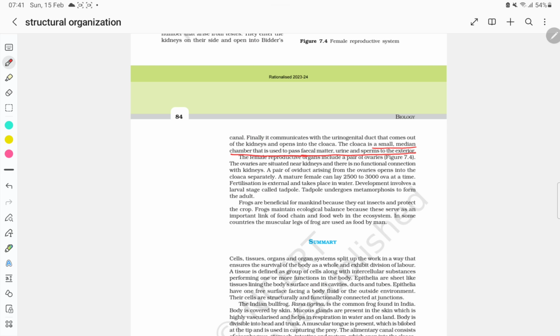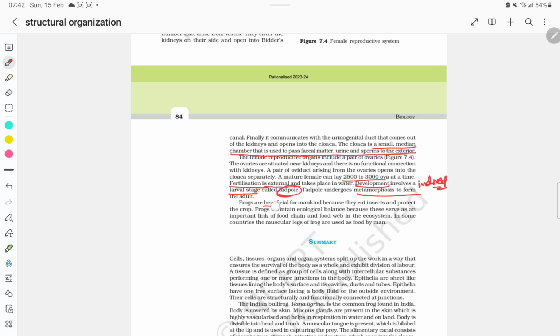So this is about the reproductive system. A mature female can lay 2500 to 3000 ova at a time. The fertilization here is external fertilization, and the development is indirect development, which means a larval stage is present, and the larva is called a tadpole. This tadpole undergoes metamorphosis to form the adult.